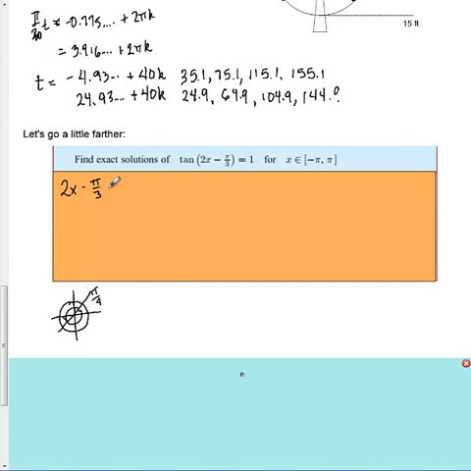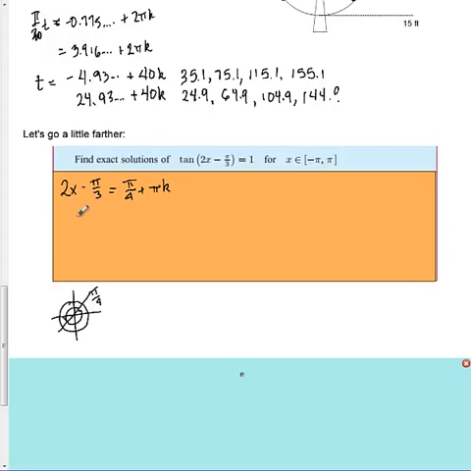So our angle here, the angle whose tangent is 1, is pi over 4 plus pi k. Now be careful with the tangent. It's pi k, and that takes care of them all. We don't have a second one like we did with sine and cosine. And now we're just going to work this and solve this for x and find the ones that are within our domain.